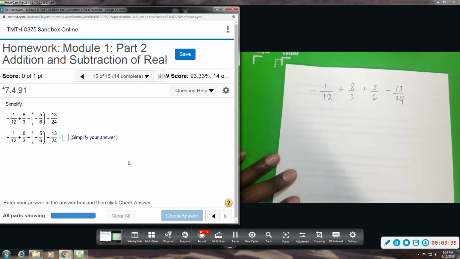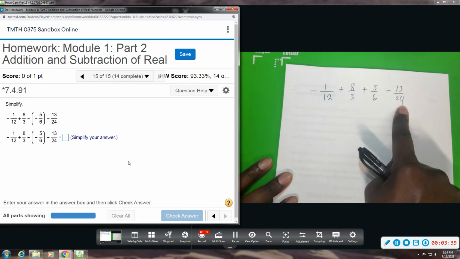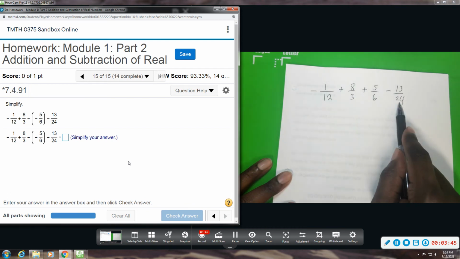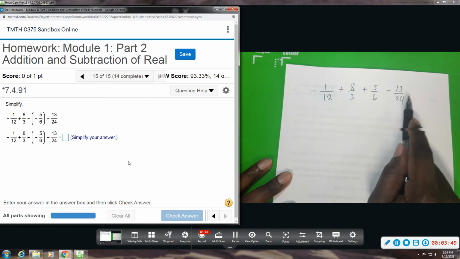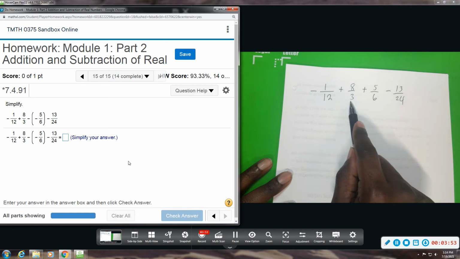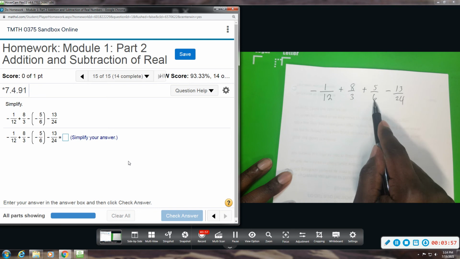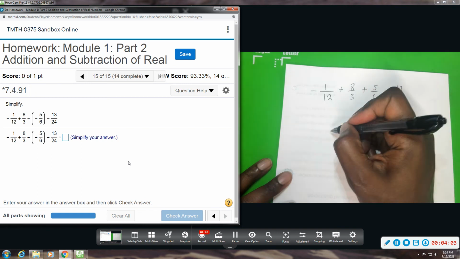All right, so when finding a least common multiple, we want to find something that all of these numbers on the bottom will multiply to. So it will never be the smaller numbers, it will always be the bigger number. So I want to see, can I multiply 12 by something to get it to be 24? Yes, I can. 2. 3 times something to give me 24, 8. And then 6 times something to give me 24 would be 4. All right, so if that's the case, then 24 is going to be my common denominator.